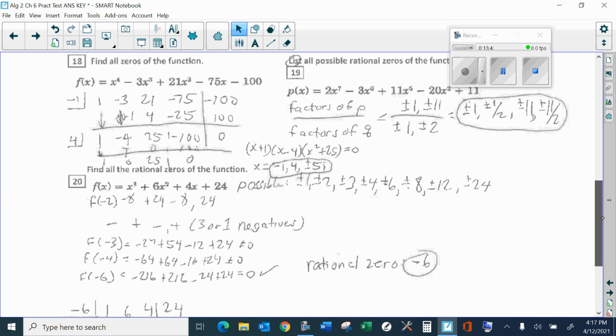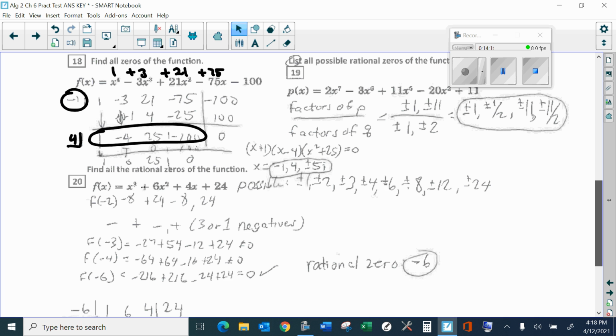Now you can use the rational root function. Okay, so I plugged in negative 1 into here. Negative 1, that's 1. Plus 3 is 4. Plus 21. Plus 75. When I plug in negative 1, that gives me 100. Minus 100 is 0. So I have that right there. Okay, that took me down to a cubic, and then I tried 4.